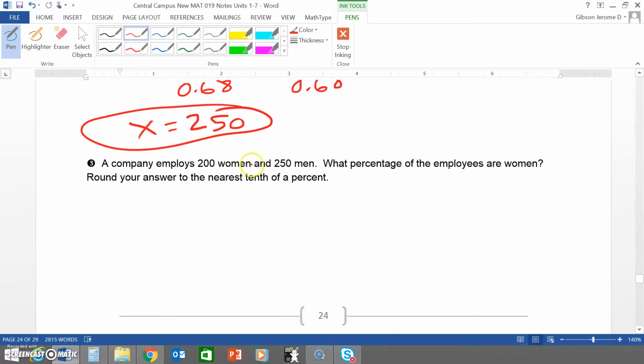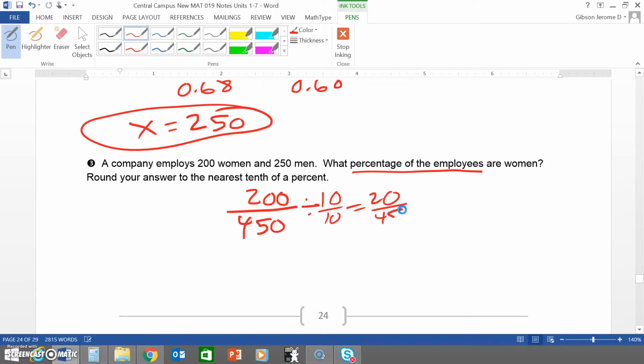A company employs 200 women and 250 men. What percentage of the employees are women? So listen, when they say percentage of employees, that means it's all of the employees. So it's 450 total employees, and of that amount, 200 of them are women. So we could write that as a fraction. We could divide the numerator and denominator by 10, so that'll give us 20 over 45. And 20 and 45 have 5 in common, so that will give us 4 over 9.